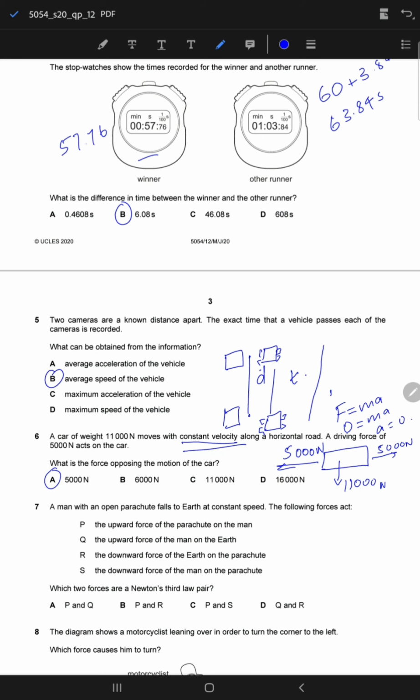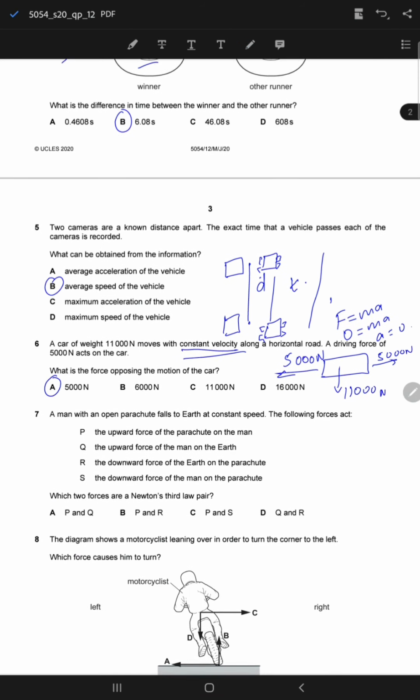Question number 7 is, a man with an open parachute falls to the earth at constant speed. The following forces act. P is the upward force of the parachute on the man. Q is the upward force of the man on the earth. R is the downward force of the earth on the parachute. And S is the downward force of the man on the parachute. This is for the third law. It asks which two forces are a Newton's third law pair.